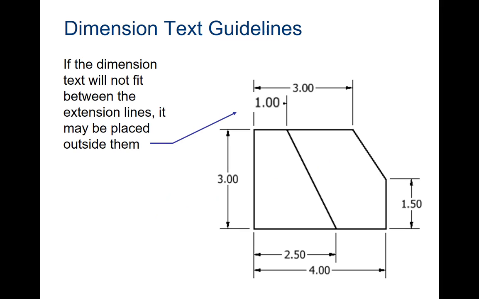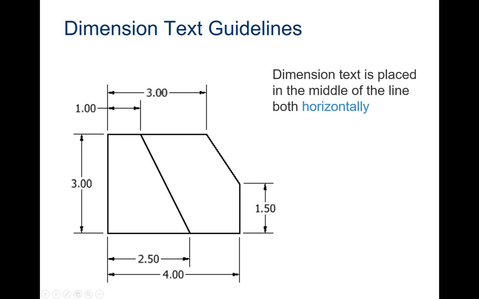Some of the guidelines for text. The text should always be in between the arrowheads, both vertically and horizontally. It can go outside of the arrowheads if the text is too large. So like here, this one is too large to fit inside of its arrowheads, so it can be placed outside the arrowheads with a little extension line right here indicating, hey, this number belongs with that dimension. Right, like I just said, the text should be in the middle both horizontally and vertically. This just keeps things consistent and neat. Otherwise, you end up with text all over the place and it just looks very, very hard to read and very messy.